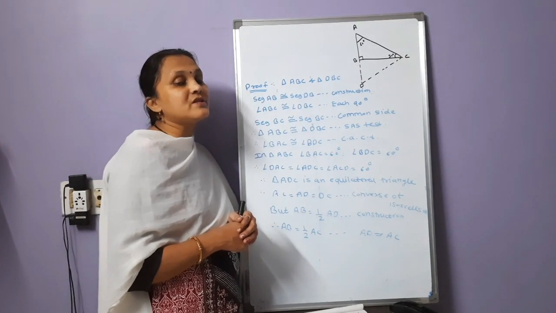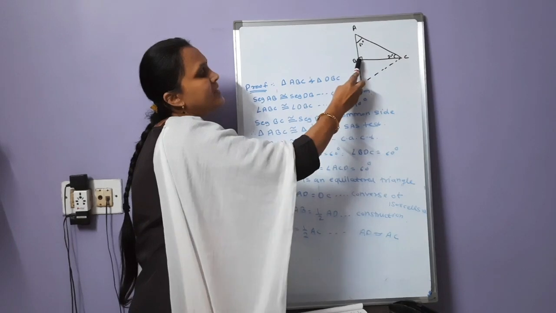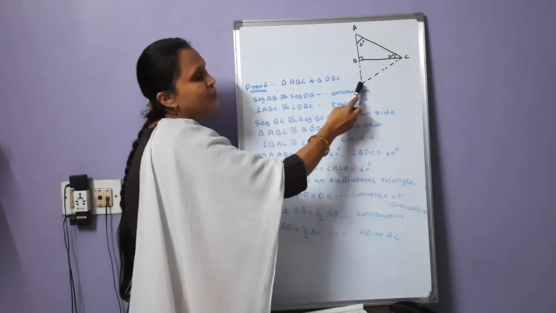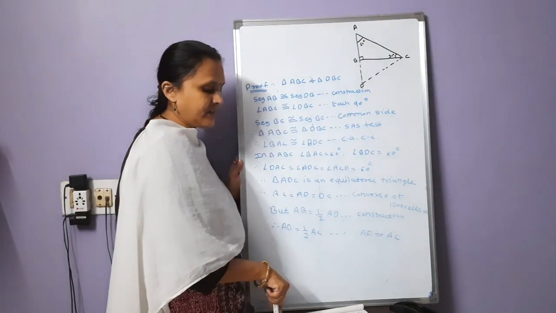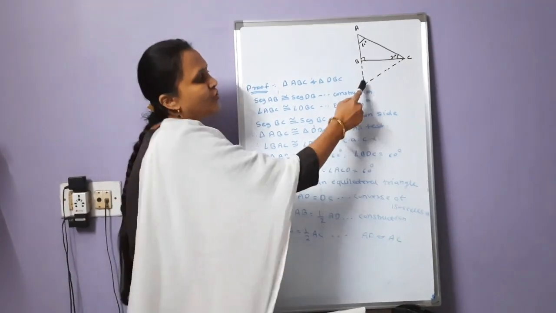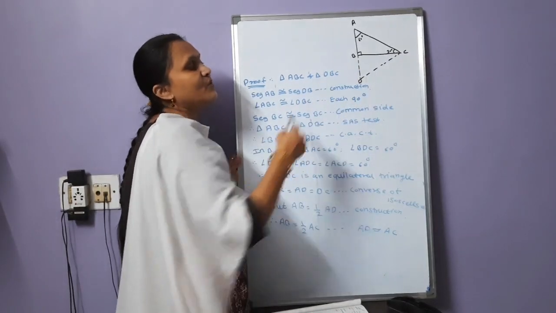Now construction. In one triangle it is not possible to show, so we have to construct another triangle. How to construct it? AB is exactly equal to BD. That is our construction: take a point D on the extended segment AB such that AB equals BD, and then draw DC. And here we have these two triangles.